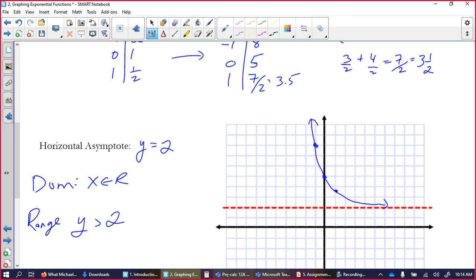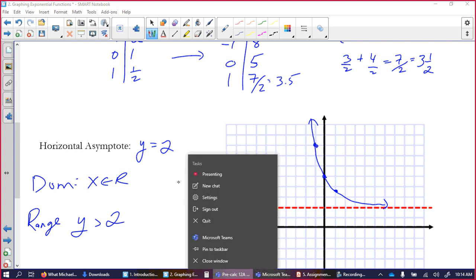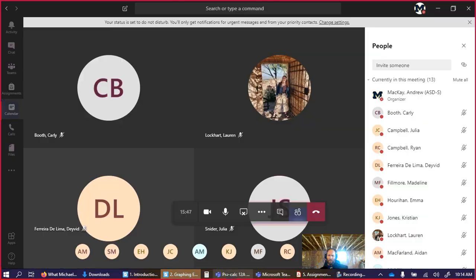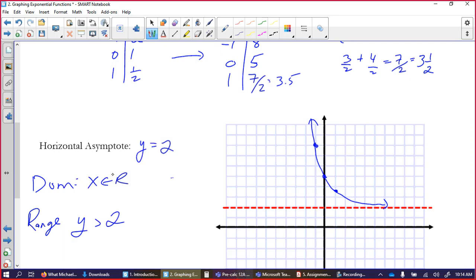Oh, what was that? If I held the cursor on that, I get a little circle. Interesting.